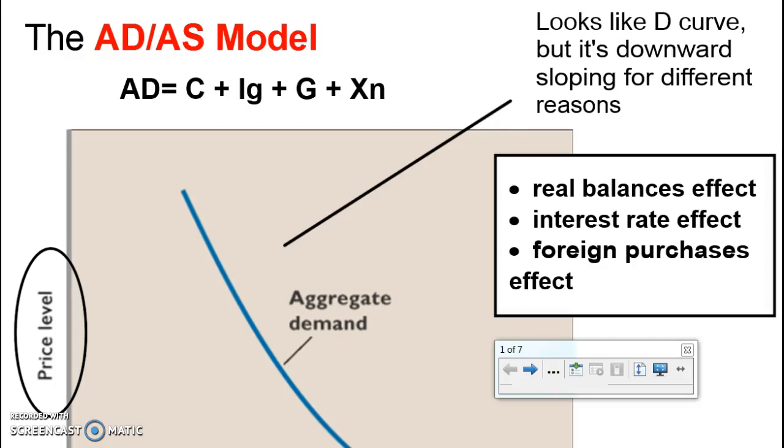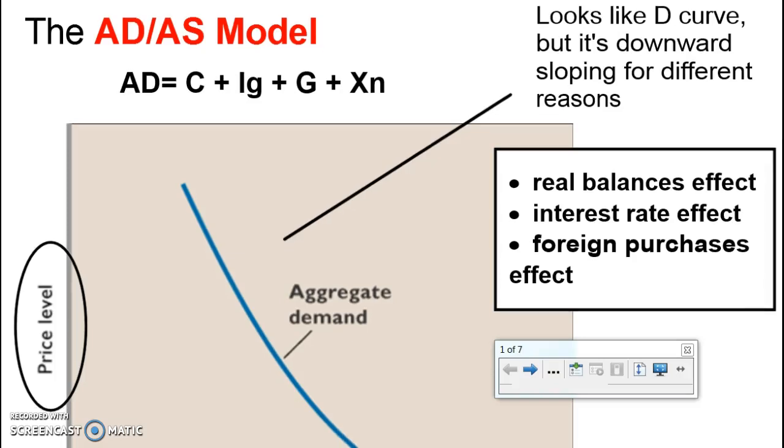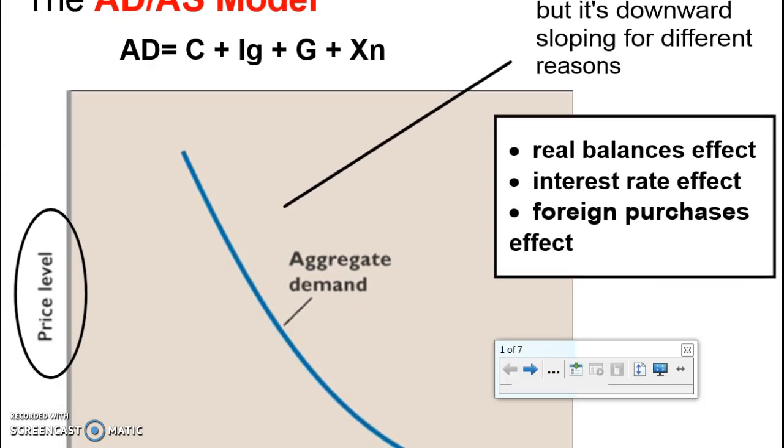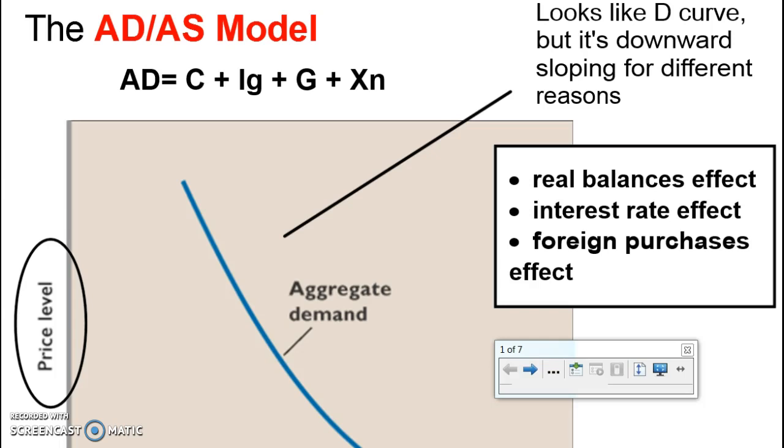This week we're going to learn about the aggregate demand, aggregate supply model. I'm going to have to move this down a little bit so that you can see the bottom of the graph. But the main point up top here is that the aggregate demand curve looks like the demand curve, but its downward slope is for completely different reasons.